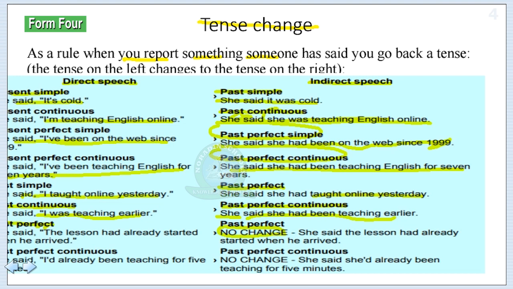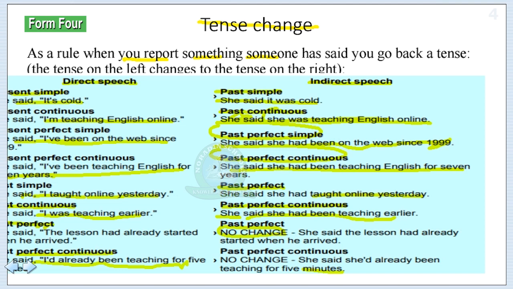Okay, what about past perfect continuous? For example, this is also no change. I had already been teaching for 5 years. So no change. She said she had already been teaching for 5 minutes. Yeah, I mean 5 minutes.